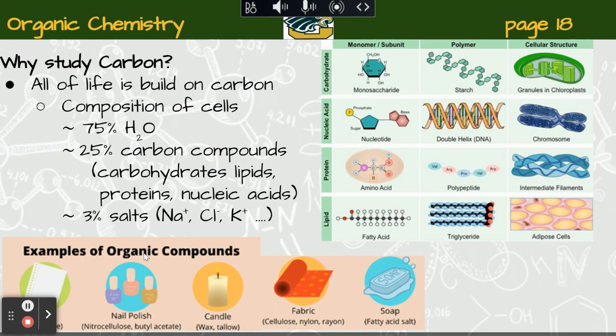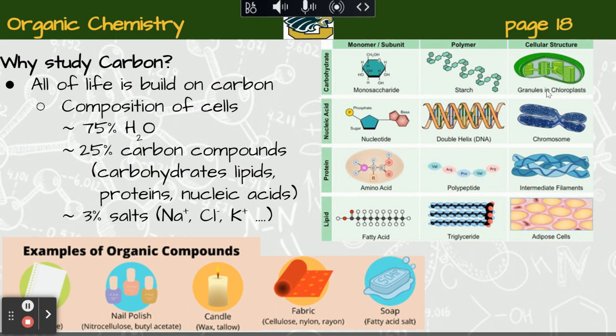So why should we study carbon? All life is built on carbon. Your cells are like 75% water. The rest is all carbon things. So like, these are some examples.